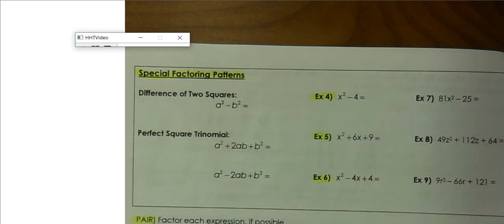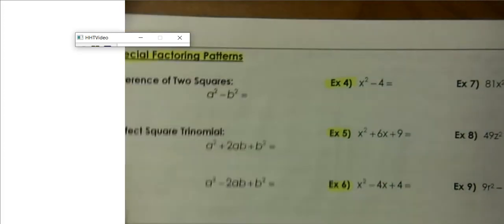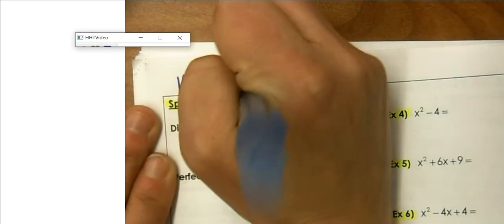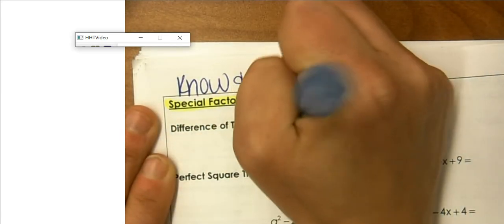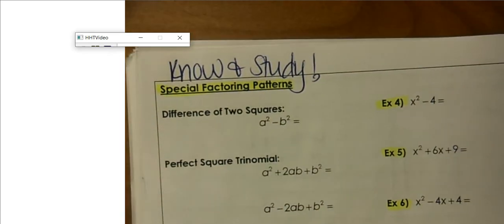You don't just have to figure out what two numbers multiply together to equal your C term and together add to equal your B term. Although you can use that, these are shortcuts. And I want you guys to please make sure that you know and study these shortcuts.